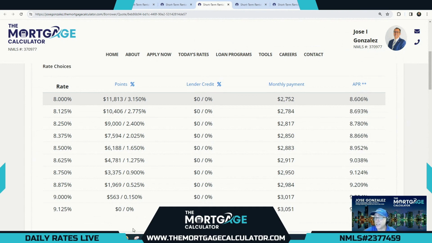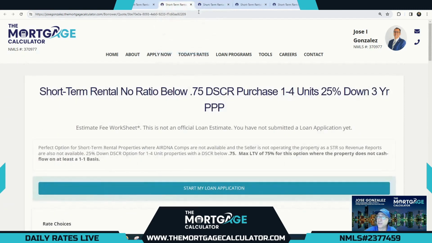So just think about this. We are not covering 100% of the housing expense. We can still finance it for you with 25% down, a 30-year fully amortizing loan. This is not hard money. This is not a short-term loan, and you can get 8%. How do you like them apples?